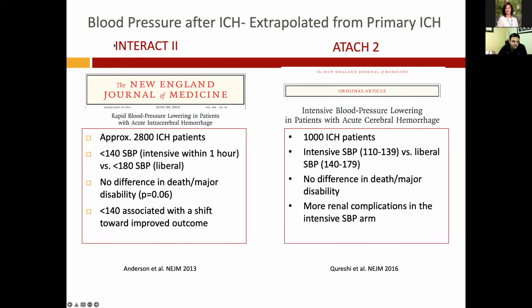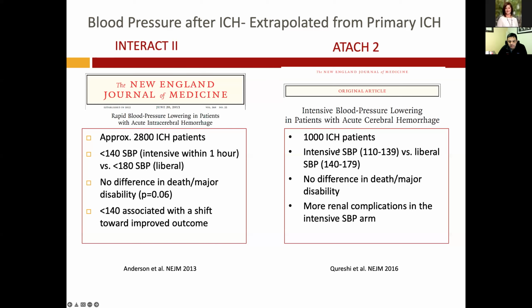One was the INTERACT 2. This was a trial that was done in Australia and China. And what they found was that if you have two different arms, one, an intensive blood pressure arm where patients were treated to less than 140 systolic, and the liberal arm was systolic blood pressure less than 180 millimeters of mercury. Unfortunately, there was no difference in their main outcome, which was death or major disability, but there was a strong trend towards good outcome favoring intensive blood pressure management. So less than 140 sort of became the norm after this trial came out.